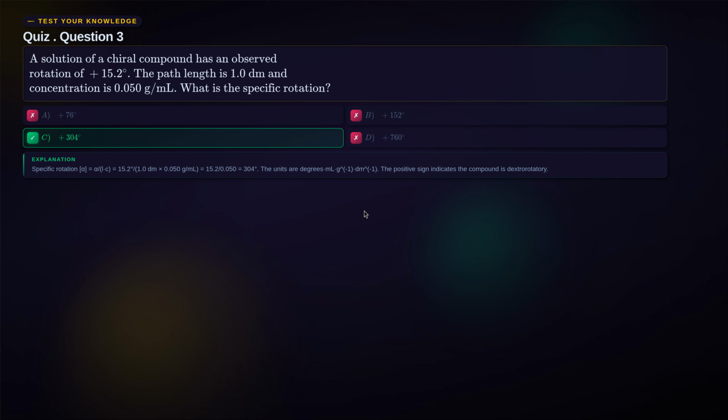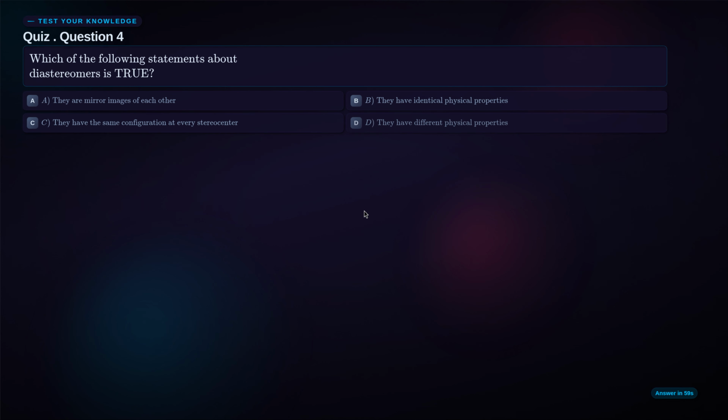Quiz question 4. Which of the following statements about diastereomers is true? Option A. They are mirror images of each other. Option B. They have identical physical properties. Option C. They have the same configuration at every stereocenter. Option D. They have different physical properties.